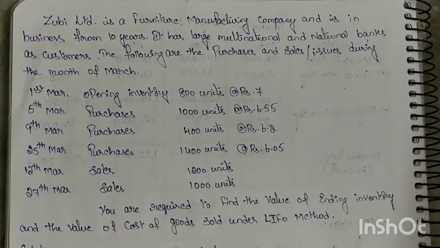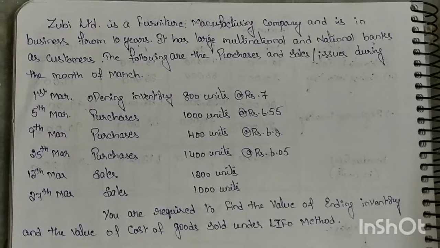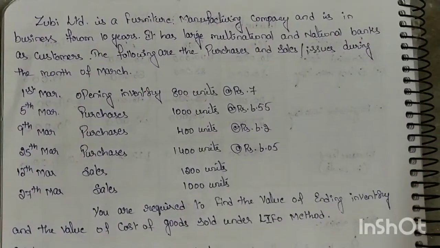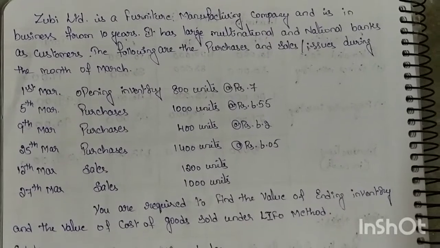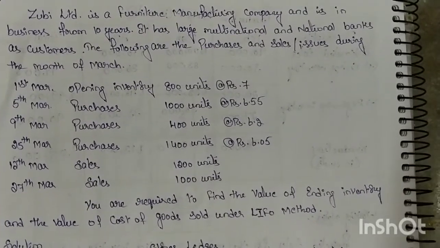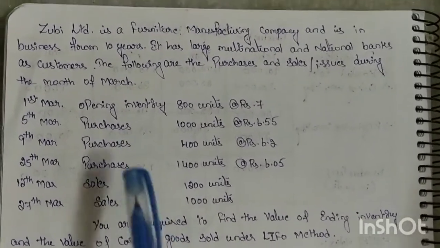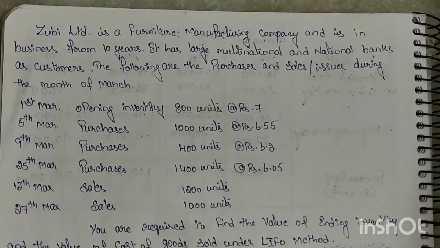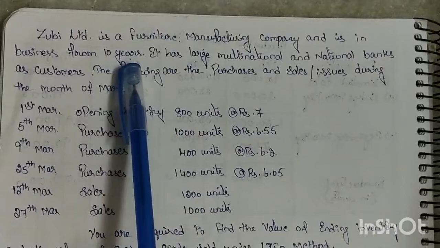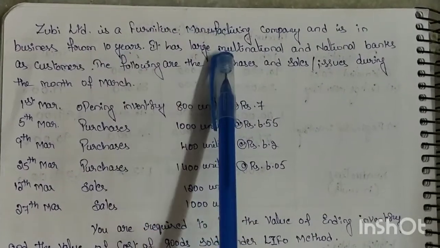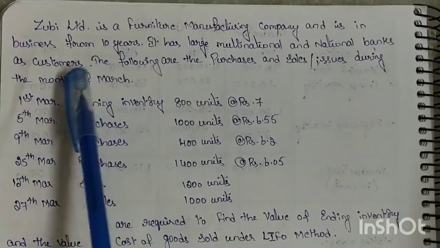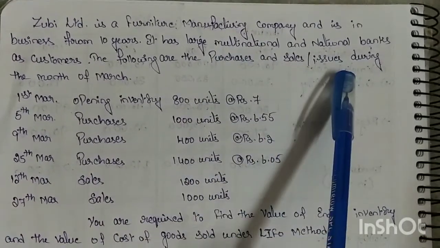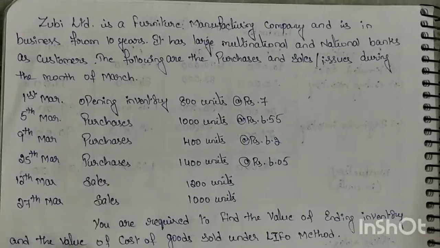Let us see an example, a problem related to the LIFO method. We have discussed the meaning of the LIFO method, so now we will see how to prepare the stores ledger under the LIFO method. So here is the problem. Zubi Limited is a furniture manufacturing company and has been in business for the last 10 years. It has multinational and national banks as its customers. The following purchases and issues were made during the month of March.